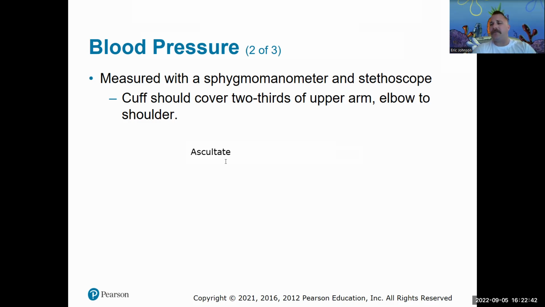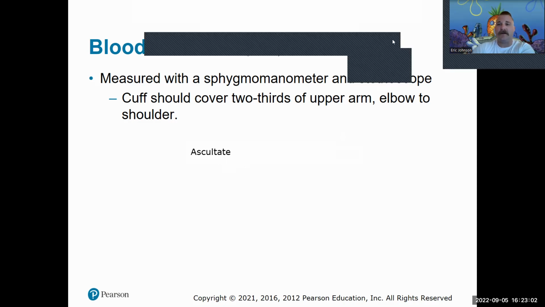So when we auscultate a blood pressure, we are listening for the very first time that we hear that lub-dub, like we talked about in class, and the very last time that we hear that lub-dub. And that's what gets us our systolic blood pressure and our diastolic pressure. The very first thing that we hear, that is recorded as a systolic. The very last that we hear, that's the diastolic.